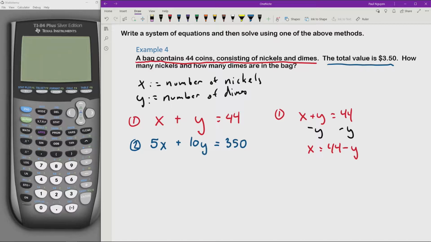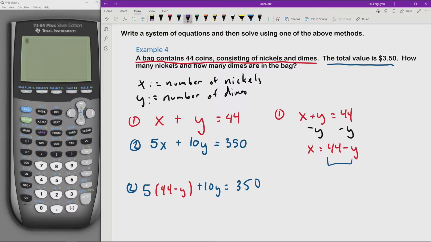Now that I've solved for x in terms of y, anywhere I see an x in the second equation, I can replace it with this expression in terms of y. So equation 2 becomes 5 times (44 minus y) plus 10y equals 350. Now I have an equation that just has y's in it.